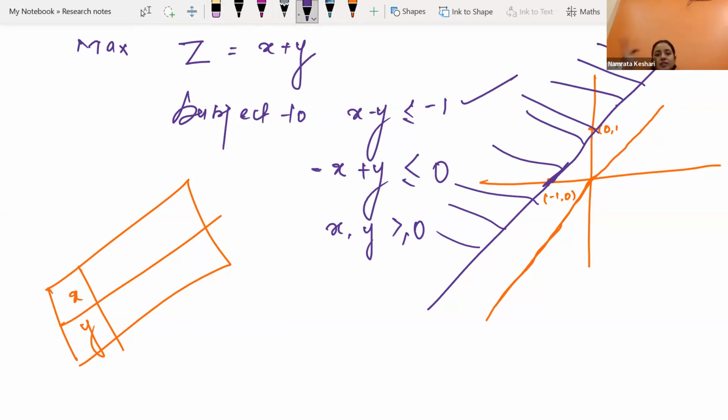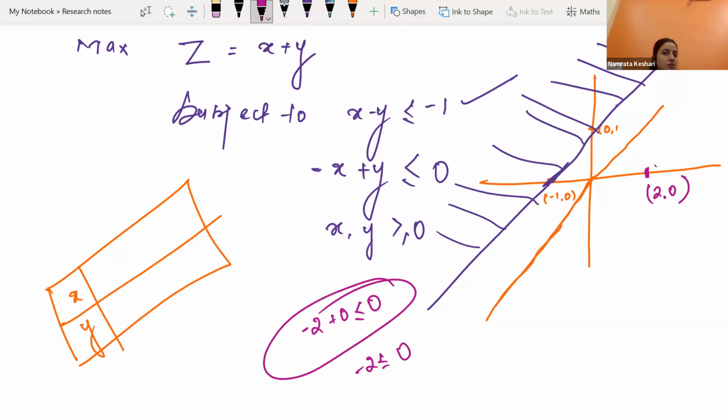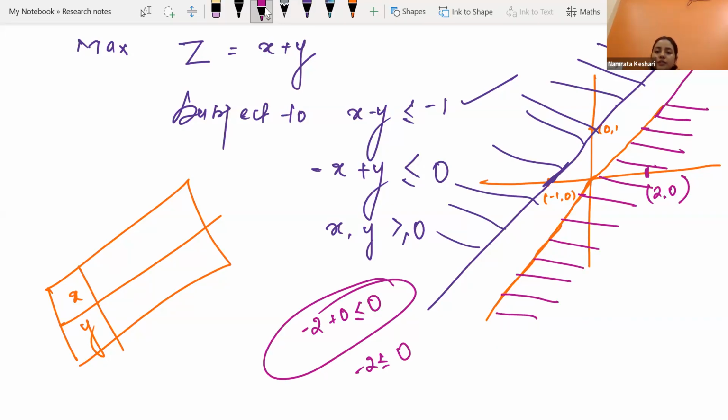But to check whether this part or that part, I told you, you take any point on the x-axis. You will get to know. Suppose I am taking a point on the x-axis, maybe 2 comma 0. If we take x as 2, minus 2, and y as 0, is it valid? Minus 2 is smaller or equals to 0. Is it so? Yes. So this part. And yes, there is no feasible region. Okay, there is no feasible region. Hence, we cannot find the solution.